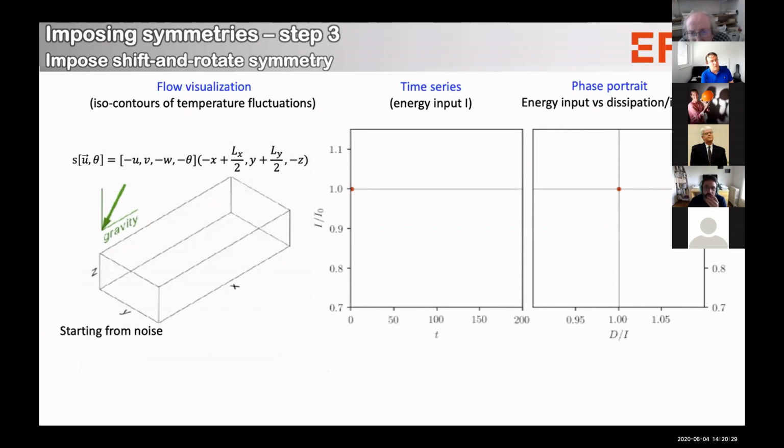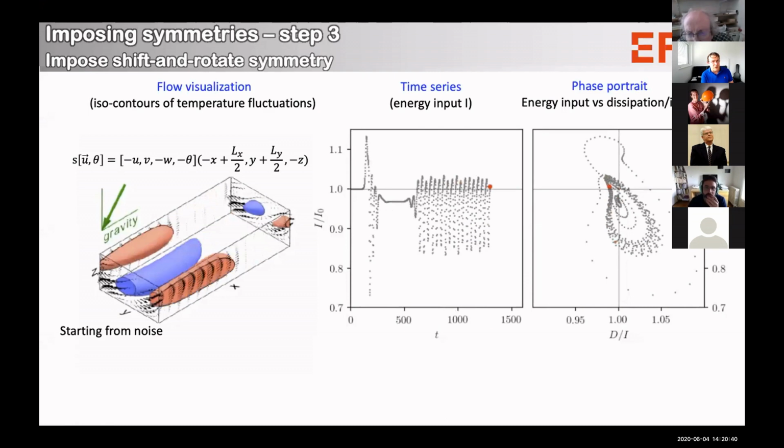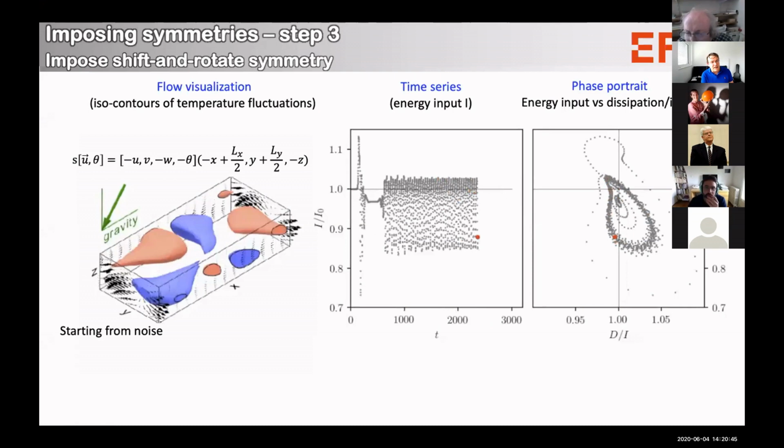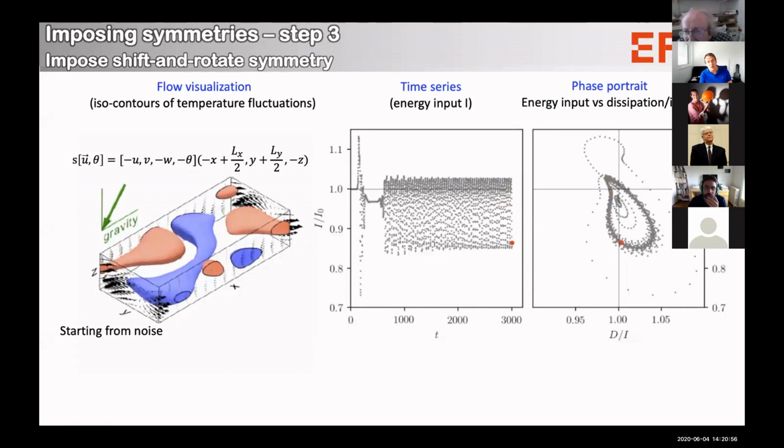So now I impose the shift and rotate symmetry, and then I do the same time integration. We already know the visit to this solution. And then what you see is that what emerges is an attracting limit cycle. An attracting, it will slow down in a second. And this attracting limit cycle gives you access to a periodic orbit solution of the equations. So we have now really found a periodic orbit.